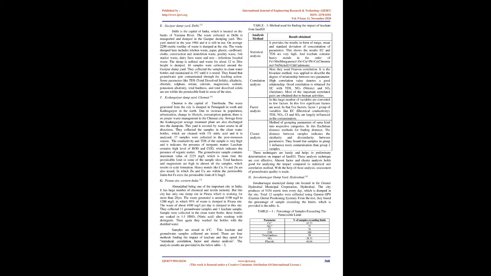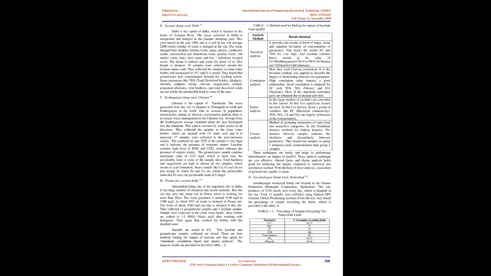Leachate contains high levels of BOD and COD, which indicates the presence of organic matter. The groundwater sample contains a maximum value of 2225 mg/L, which is more than the permissible limit in some of the sample sites. Total hardness and magnesium are high in almost all the samples, which results in scale formation. Heavy metals like Cu, Fe, and Zn are also tested, in which Zn and Cu are within the permissible limits but Fe exceeds the permissible limit of 0.3 mg/L.